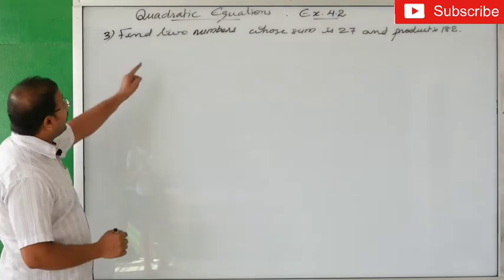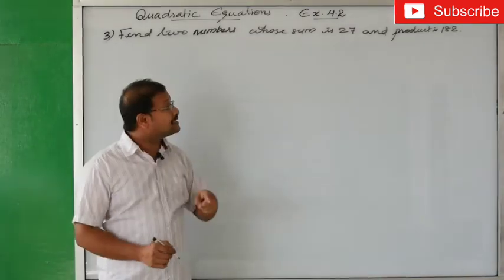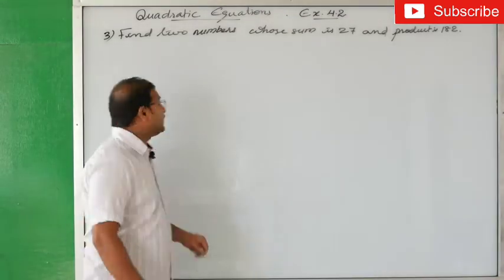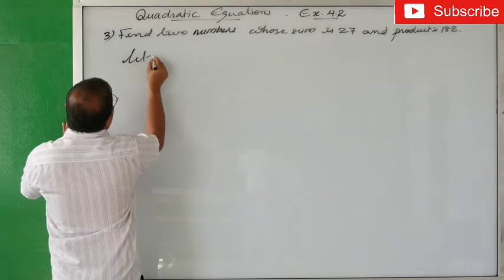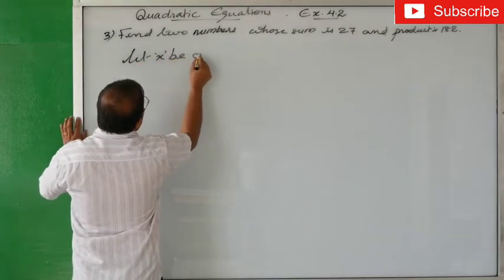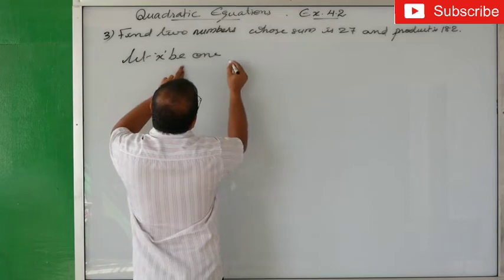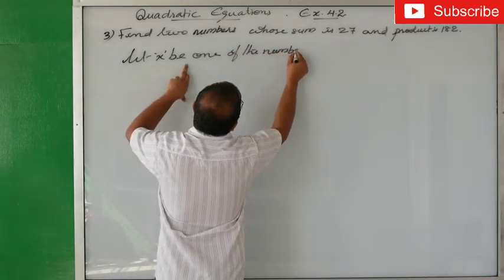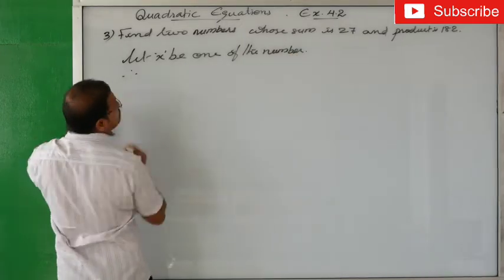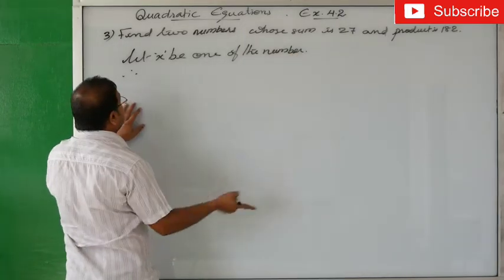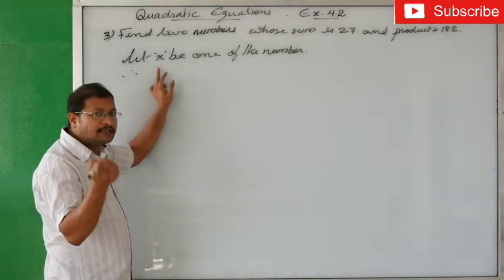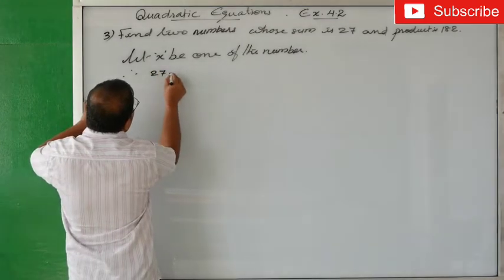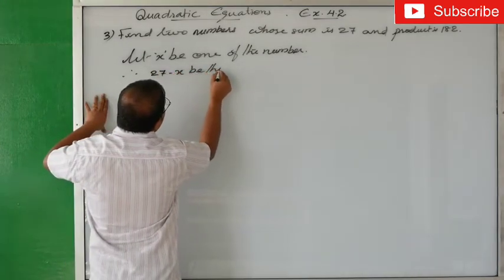Question number 3. Find two numbers whose sum is 27 and the product is 182. Ready? Whose sum is 27. That means I am taking, let x be one of the numbers. Therefore, sum is 27 means if I take x as one number, then the balance will be the next number, isn't it? That means what will you do? Therefore, 27 minus x be the other number.